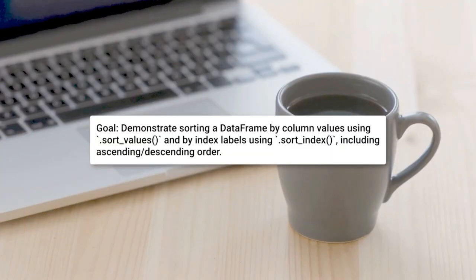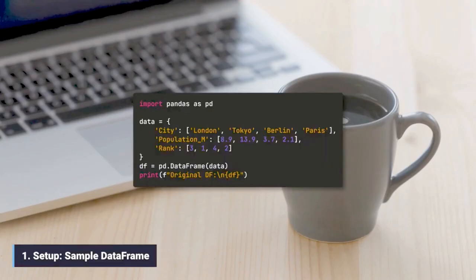1. Setup, sample data frame. We start with a data frame containing city data, with columns for city name, population in millions, and an existing rank. Notice the current row order is arbitrary, not sorted by any meaningful column.